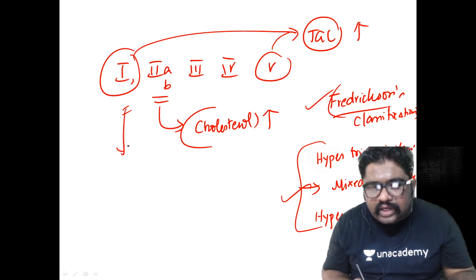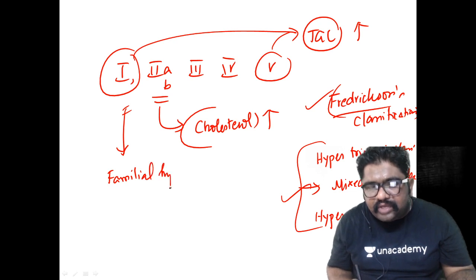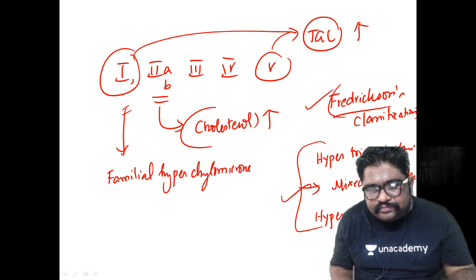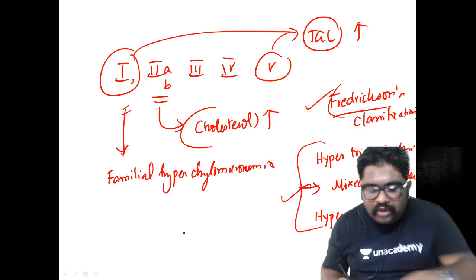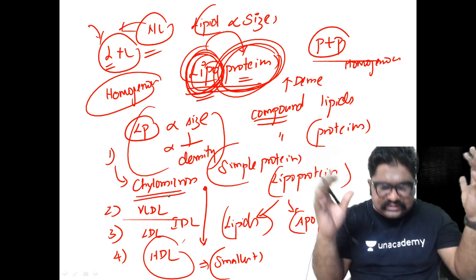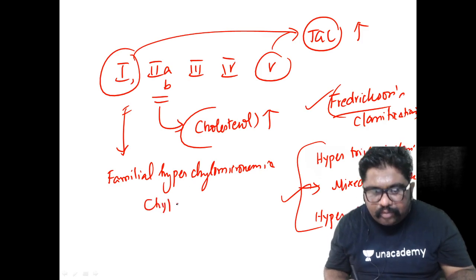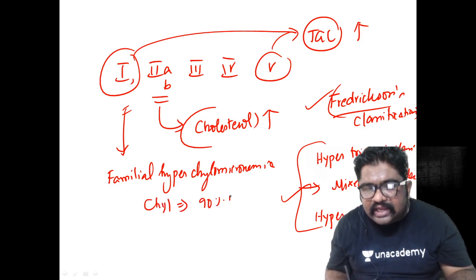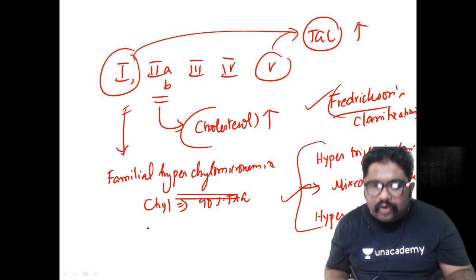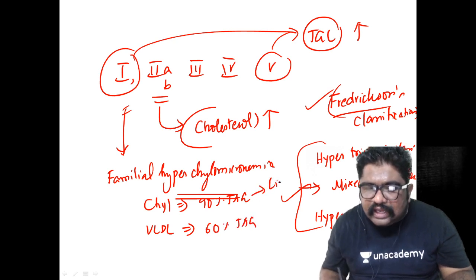Now, what is type 1? Type 1 is familial hyperchylomicronemia. And remember, from the previous slide, I told you, chylomicrons are the biggest in size, but the smallest in case of density. And chylomicrons are made up of, mark my words, 90% triacylglycerol. And who is the next? VLDL. VLDL is made up of 60% triacylglycerol. And what is triacylglycerol? Lipid component.